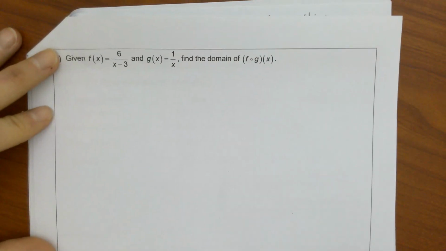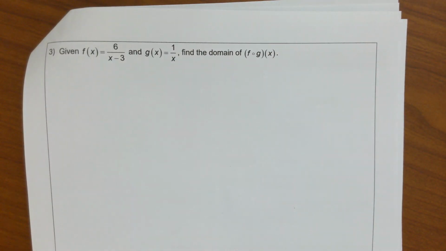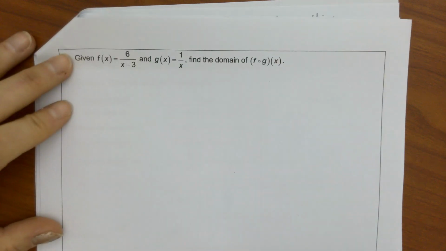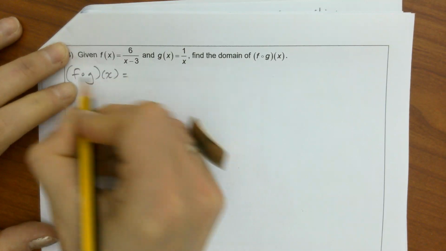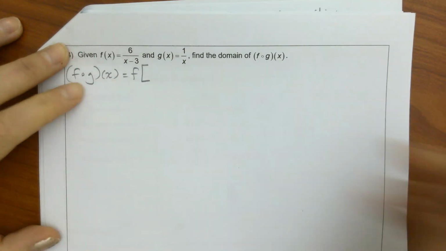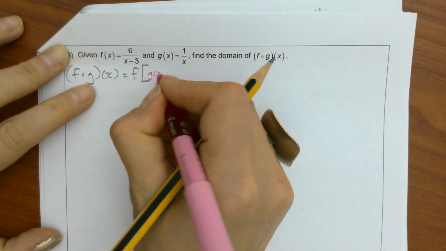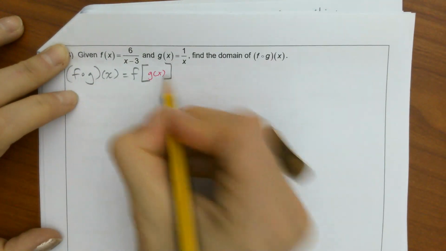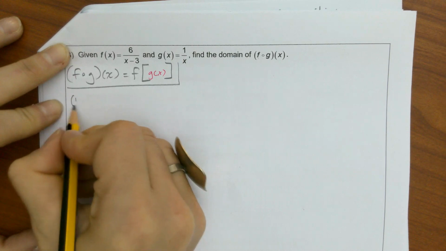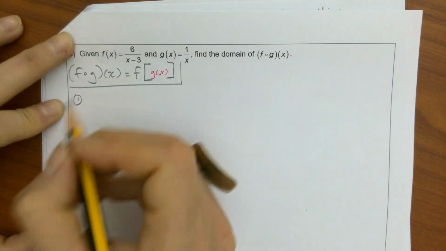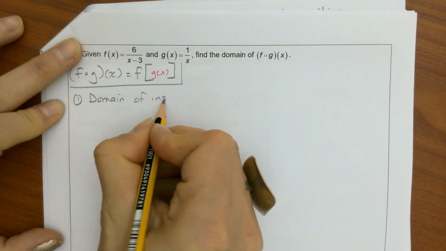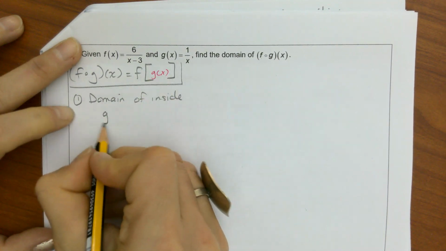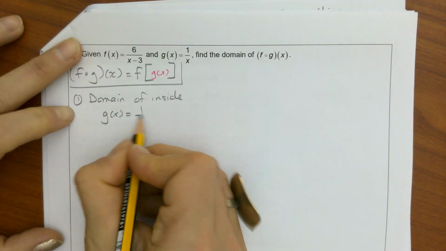So step 1. Find f of g of x. So f of g of x, I put my f first, and that means g of x is on the inside this time. So step 1, I have to find the domain of the inside. So g of x is my inside.